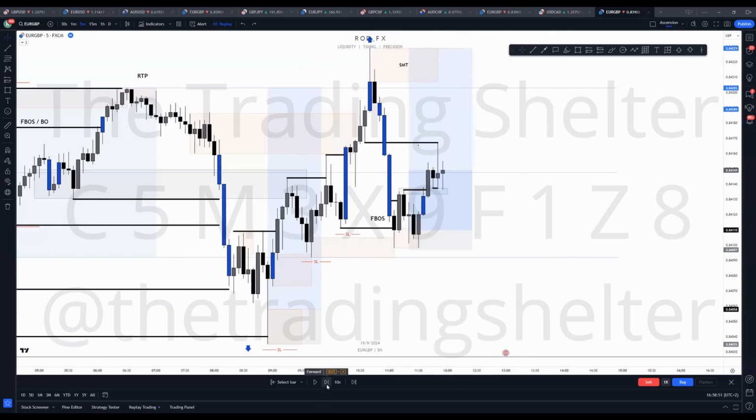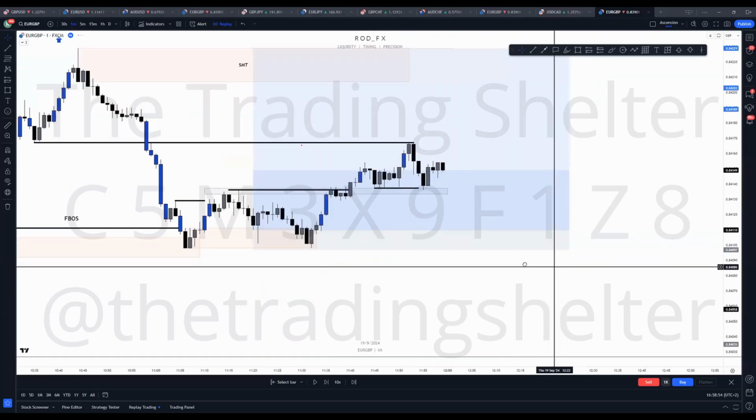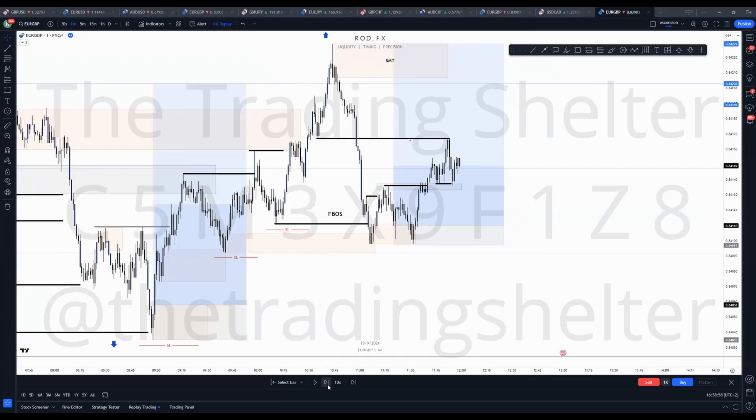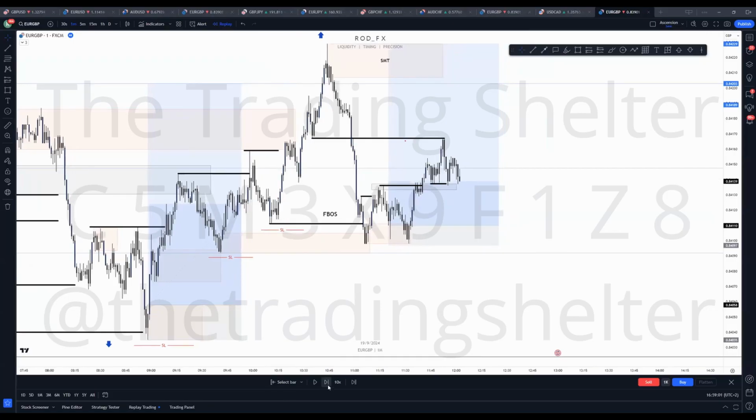So, at this point, I'm break even, so it doesn't really matter. This would be really something I would take. This is a type of trade I would take day in and day out.